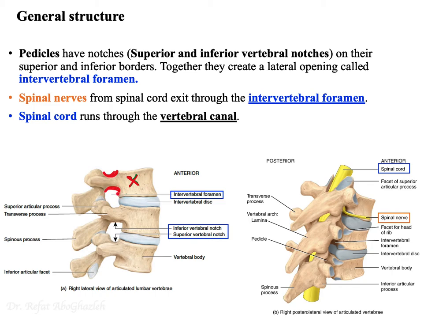For example, say this is T9 and this is T10. The inferior vertebral notch of T9 and the superior vertebral notch of T10, or the inferior vertebral notch of T10 and the superior vertebral notch of T11, are opposite to each other when one vertebra is above the other, so they form an intervertebral foramen. That means this foramen is formed by these notches from the vertebra above and below, the superior and the inferior notches.